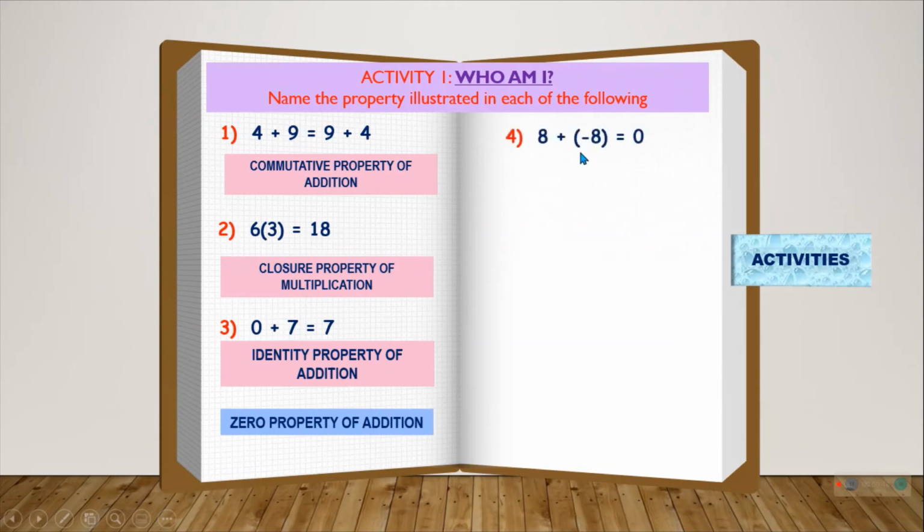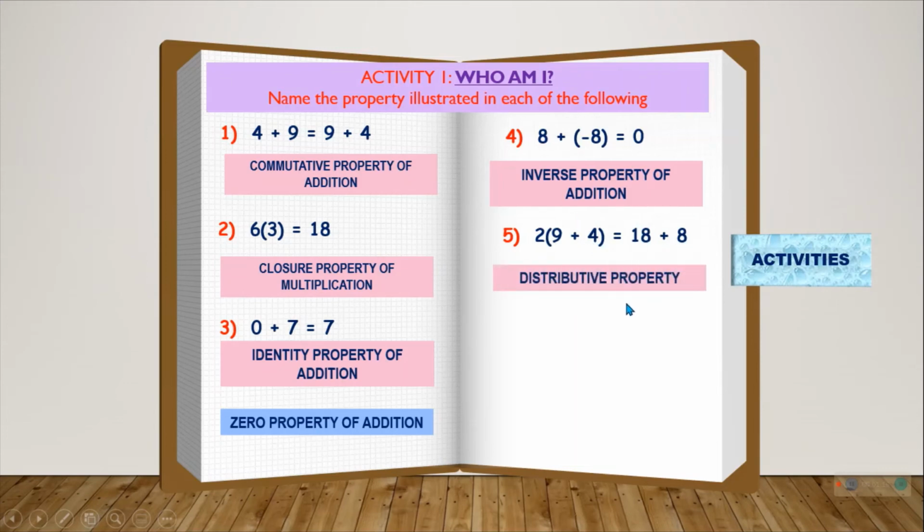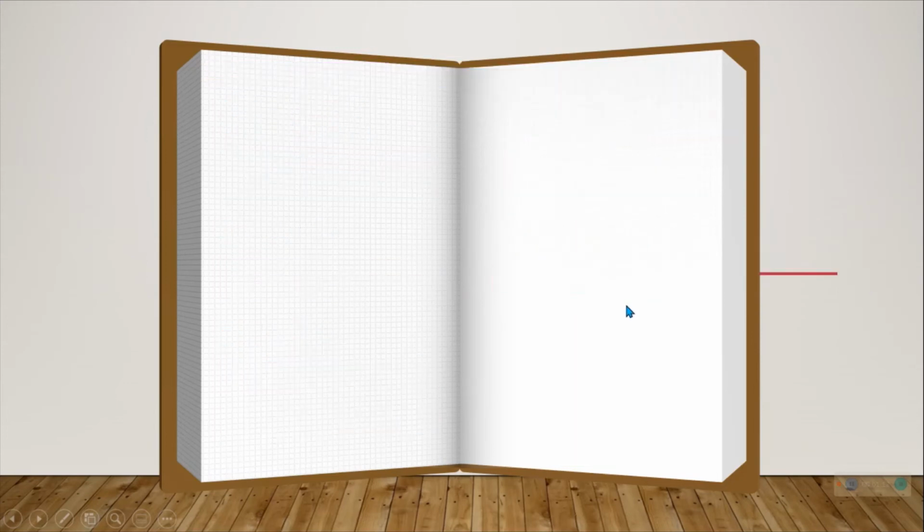Number 4, 8 plus negative 8 is equal to 0. So, in-add siya sa opposite niya. Kung positive, in-add siya sa negative, na since parehas lang sila ng number, that is inverse property of addition. Next, number 5, 2 times quantity 9 plus 4 is equal to 18 plus 8. 2 times 9 is equal to 18, then 2 times 4 is equal to 8. So that is distributive property.